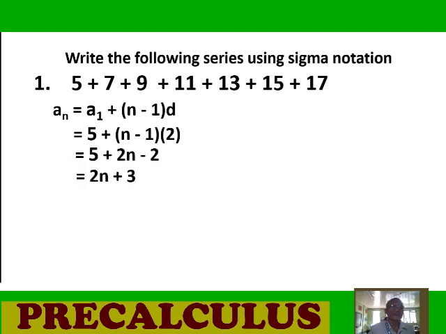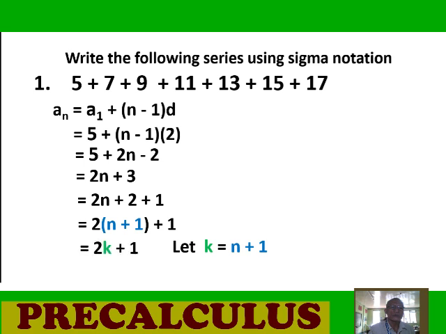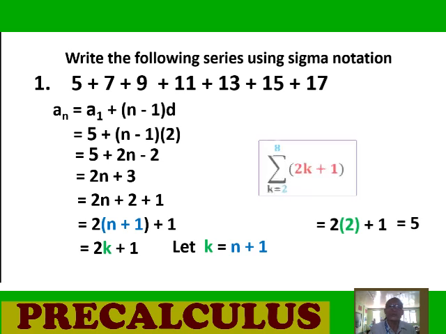We can write 3 as 2 plus 1 so that we can factor out 2. So 2 times (n plus 1), and let k equal n plus 1 so that the simplified form is 2k plus 1. We will substitute k equal to 2 so that we can determine the first term of the series, which is 5. So our summation is the summation of 2k plus 1 from 2 to 8.